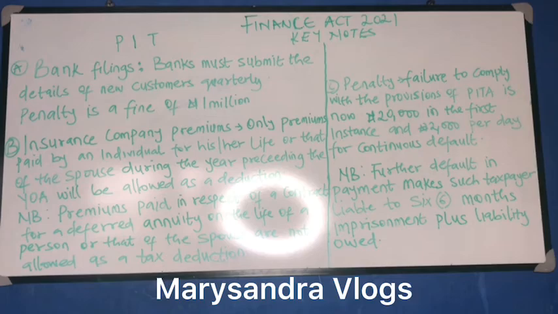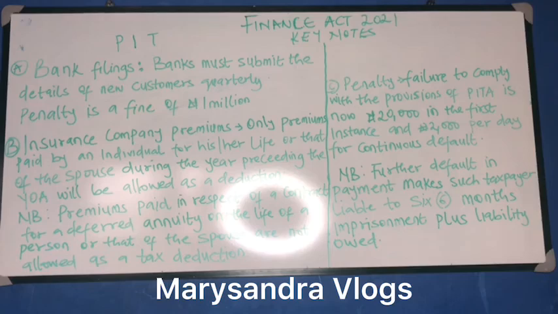Now, the B part of it talks about insurance company. It says that only premiums paid by an individual for his or her life or for that of the spouse during the year preceding the year of assessment will be allowed as a deduction. Note, because premiums paid in respect of a contract for a deferred annuity on the life of a person or that of the spouse are not allowed as a tax deduction. That means they are not allowed.